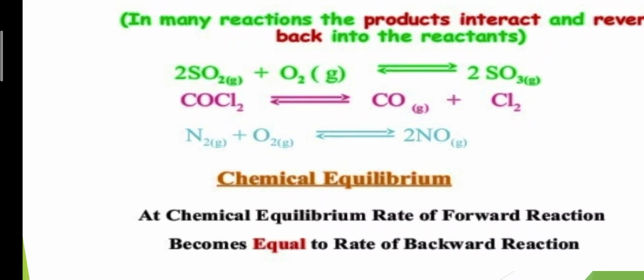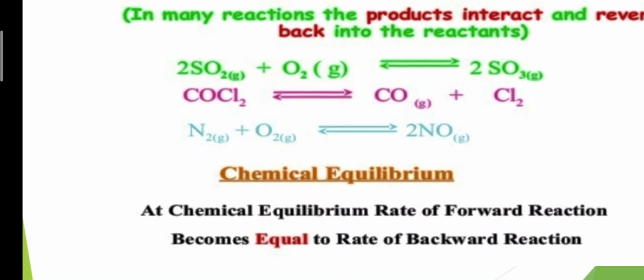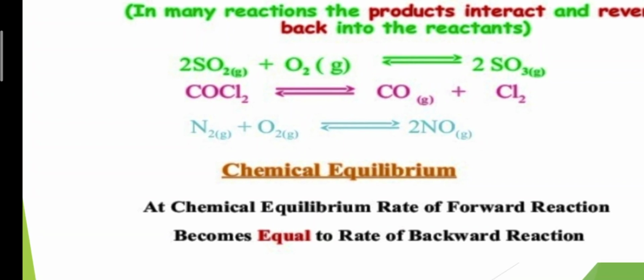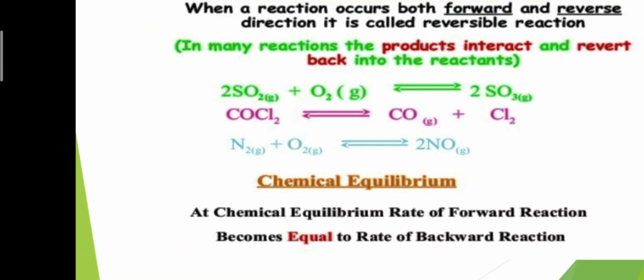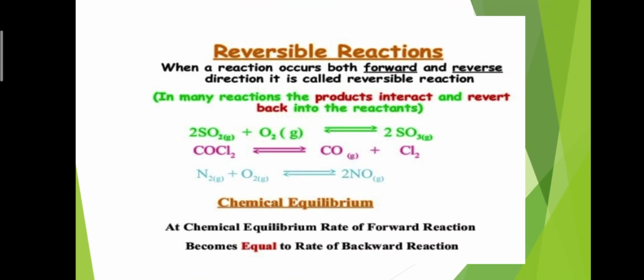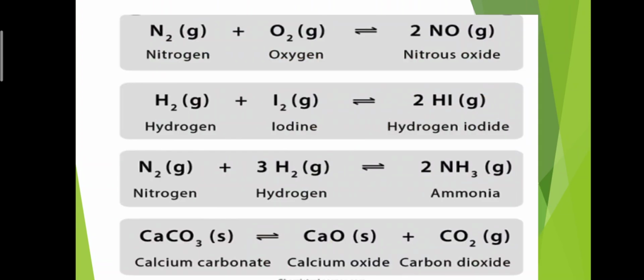Now chemical equilibrium. At chemical equilibrium, the rate of forward reaction becomes equal to the rate of backward reaction. These are some more examples of reversible reactions which occur in both directions.